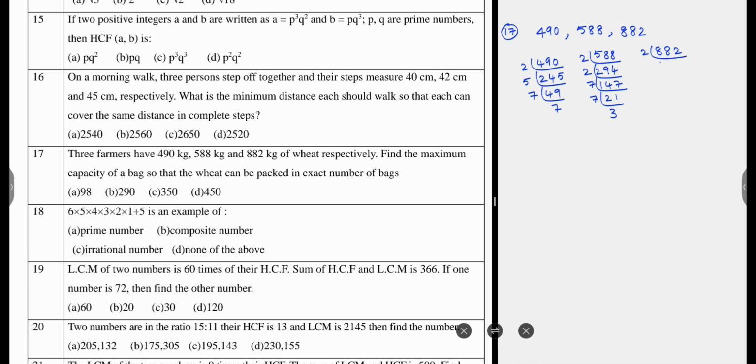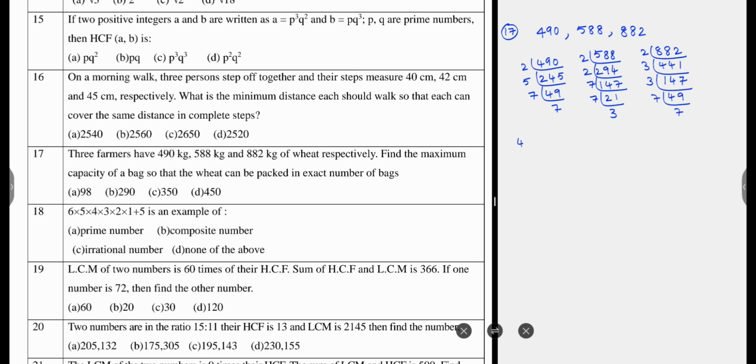2 table, 2 fours are, 2 ones are. Now 3 table we can take: 3 ones are, 3 fours are 12, 3 sevens are. Again 3 table we can take: 3 fours are, 3 nines are. 7 table, 7 ones are 7, 7 sevens are.